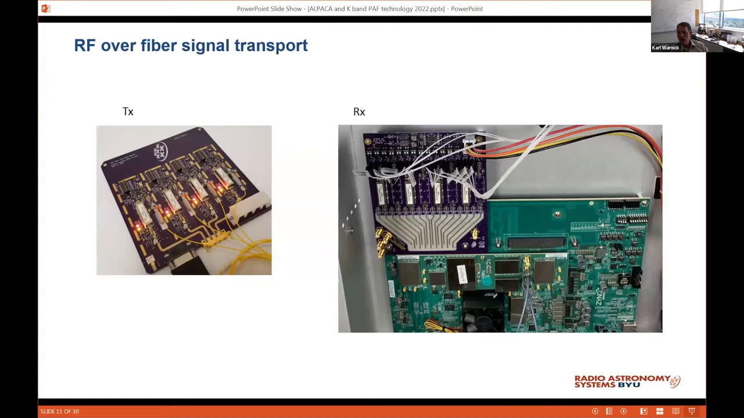Here's the RF over fiber. These boards are in production. They've gone through many design stages. They're multi-channel, work very nicely. Now you can see the transmit board and the receive board. The receive board is a daughter board that plugs onto an RF SoC for digitization.